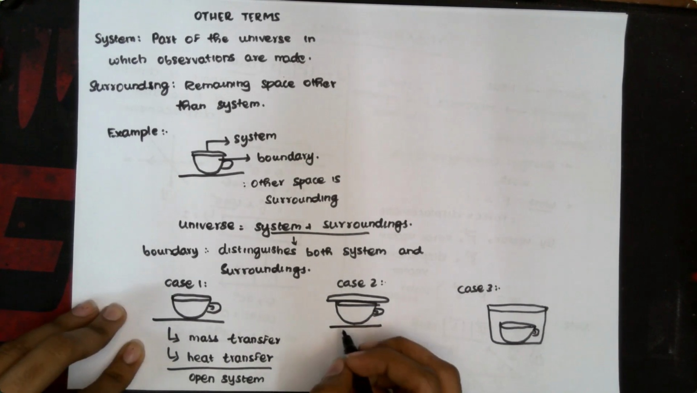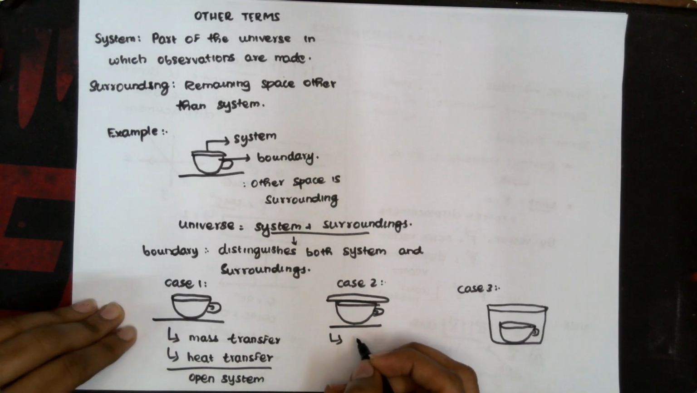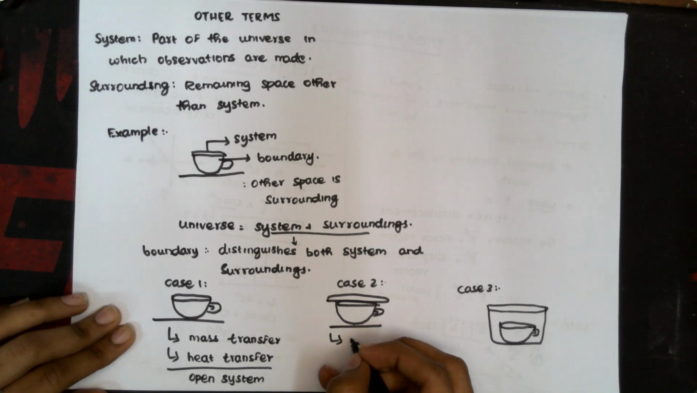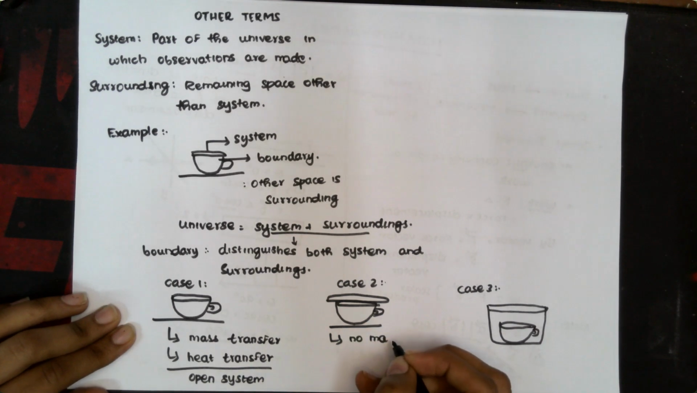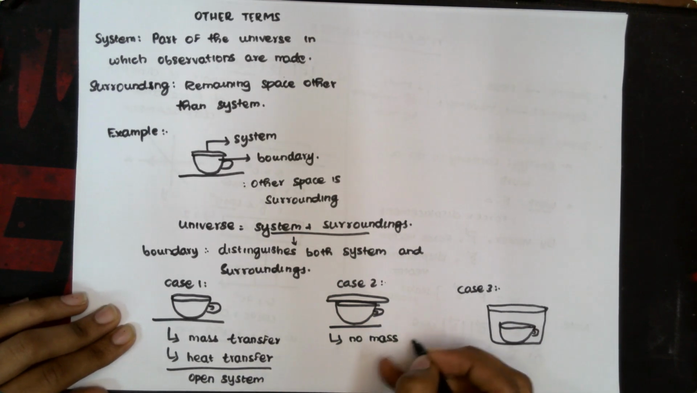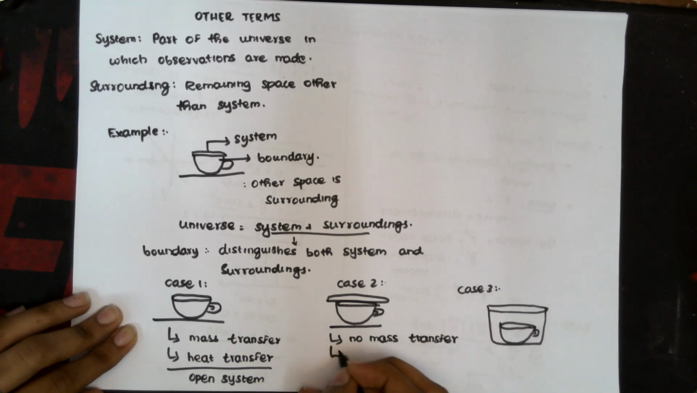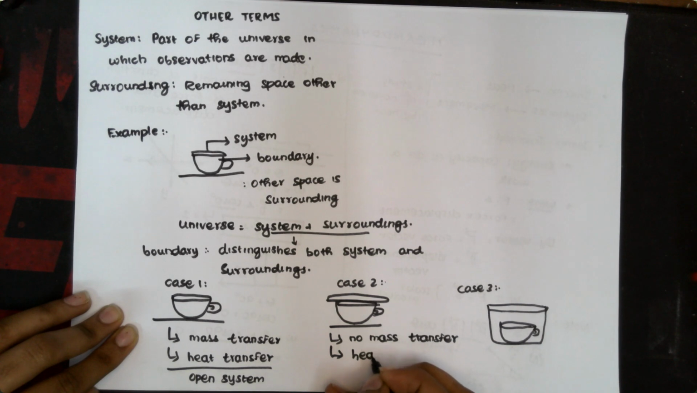In the case of closed system, now I have put the lid over the tea. Now let us weigh after some time. There is no change in the mass. So it means there is no mass transfer. The transfer of mass is arrested by keeping the lid on the cup. Right? Okay. Then what about the temperature? Heat transfer will be there. So it means there is heat transfer, but there is no mass transfer in the case of a closed system.